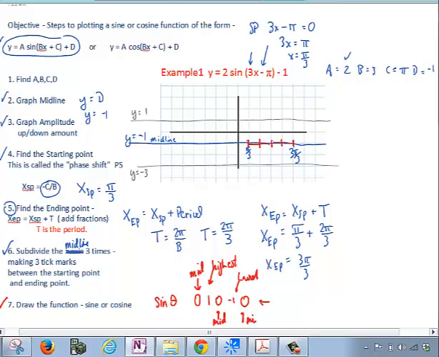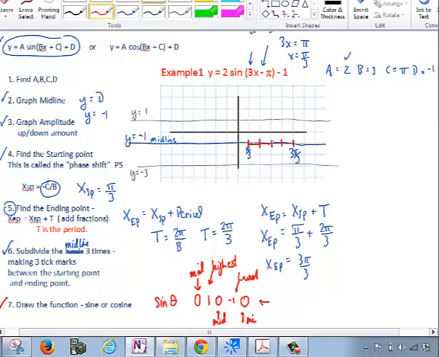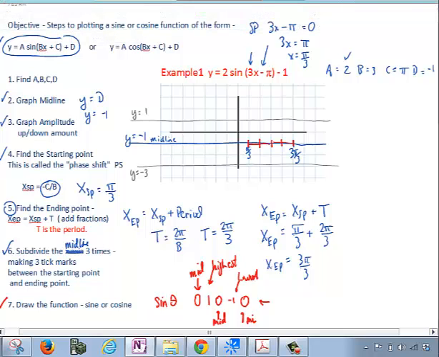What we do is start out at the starting point. I'm going to draw this in green. We start on the midline because a 0 means middle value. When I move to my next tick mark, I'm going to be at my highest. My next tick mark, I'm going to be at my middle. My next tick mark, I'm going to be at my lowest. The last tick mark, I'm going to be at my middle again. So when I draw the sine function, I have that function from start to finish.